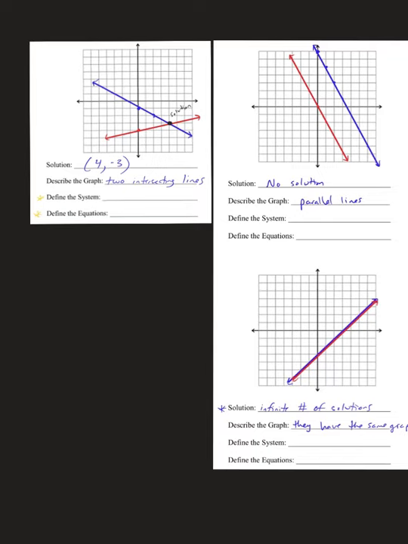Remember, to define a system, it's either consistent or inconsistent. Consistent is any system that has at least one solution. So in example 1, we see that there is a solution, so this is going to be consistent. While we're talking about defining the system, the second one, we have parallel lines. And if they're parallel lines, they do not have at least one, so therefore this would be inconsistent. And the last one, right, there is at least one, so this would also be consistent. So the only inconsistent system would be parallel lines.